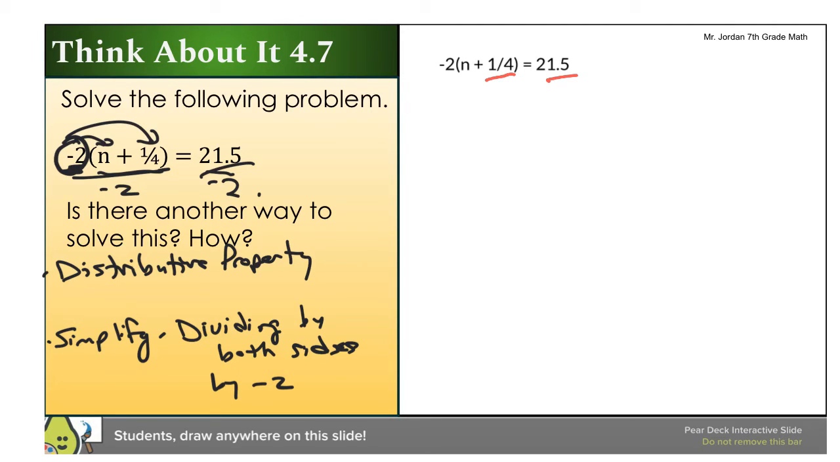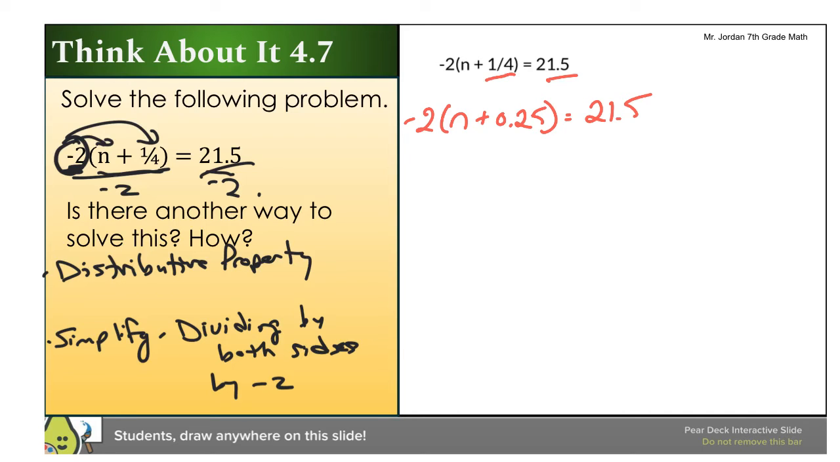Now, math often gets confusing when you have both together, so you're going to want to make both sides the same. And these questions are easier if you use decimals. So I'm going to rewrite the question: -2(n + 0.25) = 21.5. So the first thing you're going to want to do is make it so that you have either all fractions or all decimals in your question.